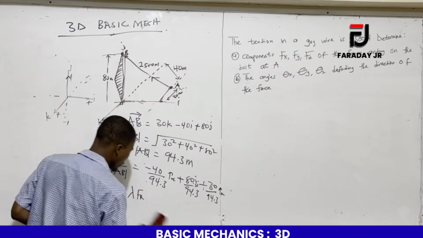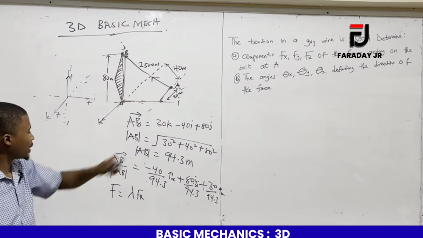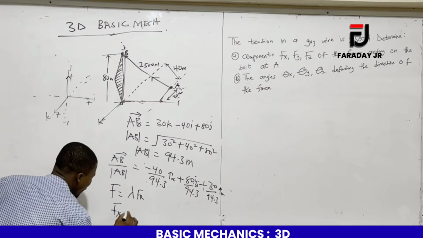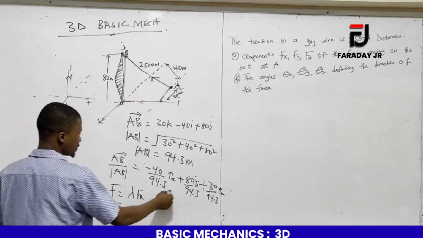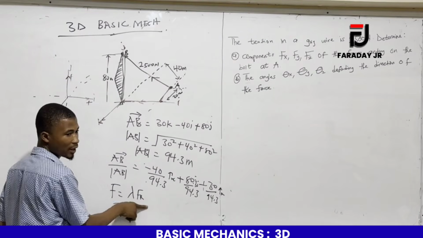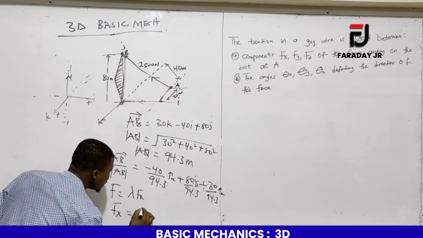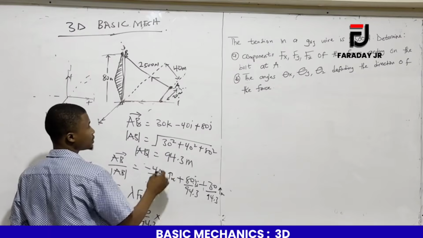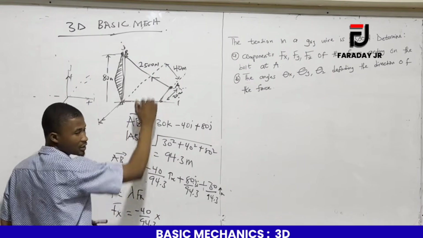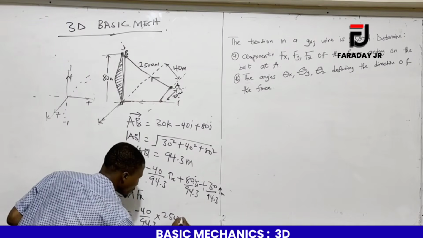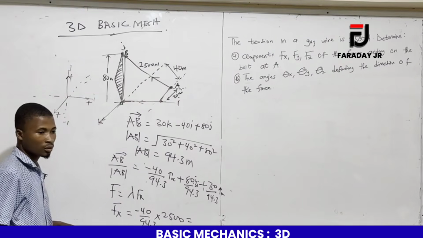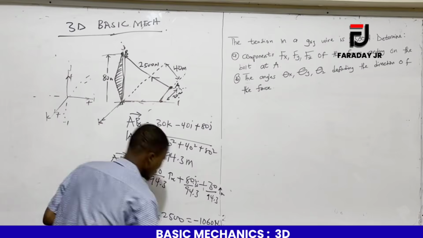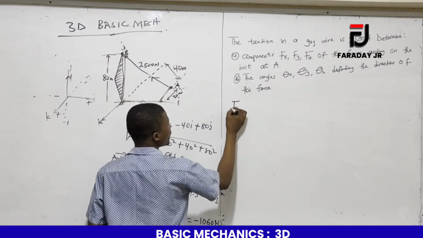So let's have this one in mind, the easier way for us to solve it. Let's say we are looking for the force Fx. Our force Fx is equal to the unit vector multiplied by the resultant. This gives us negative 40 over 94.3 times the resultant force, which is 2,500. Can you see that? The value will be minus 1060 Newton.